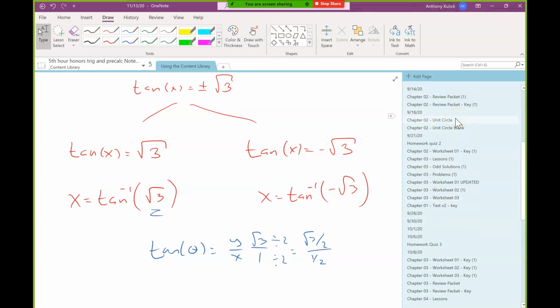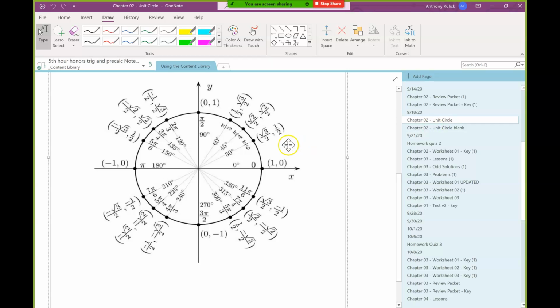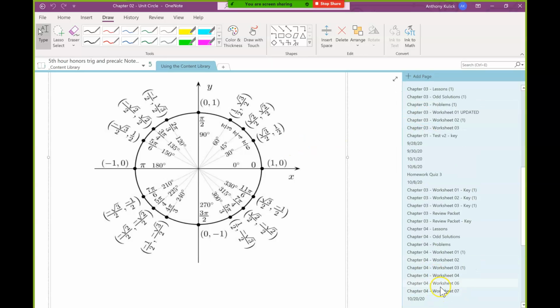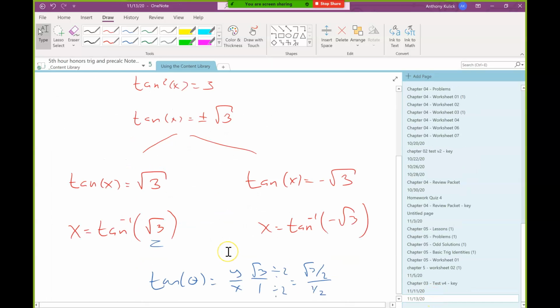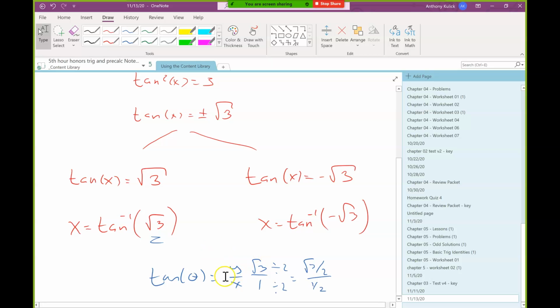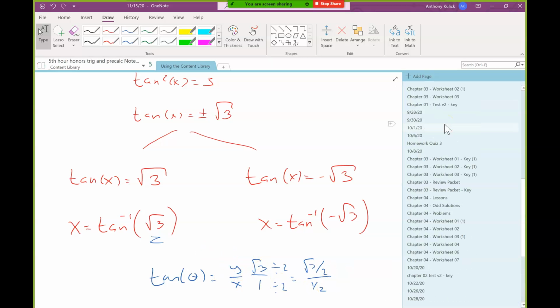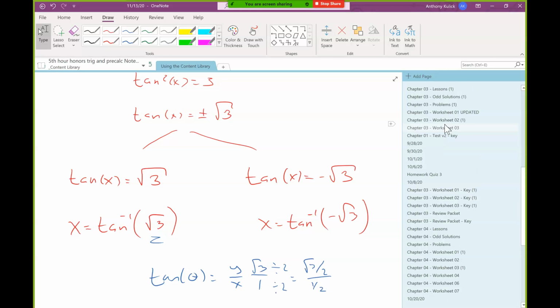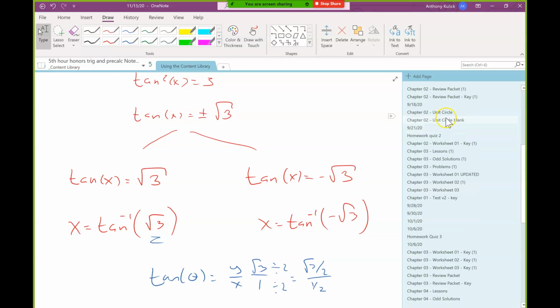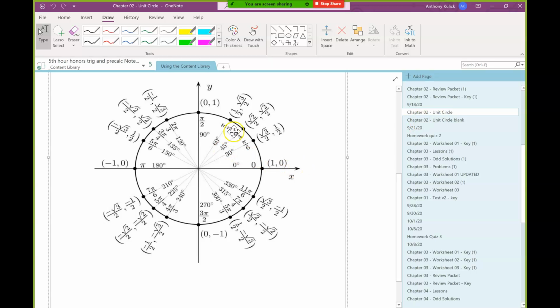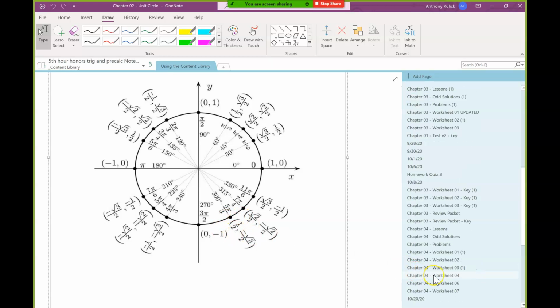So I go to my unit circle, and I find the place where the x is 1/2 and the y is the square root of 3 over 2. Let me just double check that. So the y, okay, good. Y is square root of 3 over 2, and the x is 1/2. And in fact, that's all I really need to remember, right? So I have 1 at pi over 3 and 5 pi over 3.